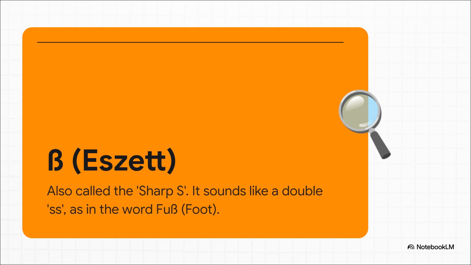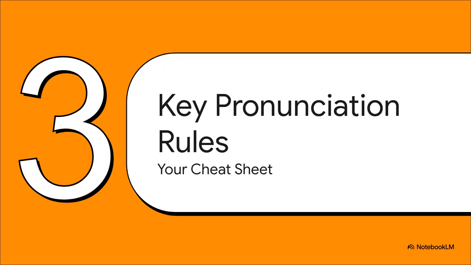And our last special character, this one looks kind of weird, right? It's called an S set, or sometimes a sharp S. And honestly, it's super simple. It just makes a sharp, hissing S sound. You hear it in words like Fuß. That's it. Okay, that was a lot of new information, I know.